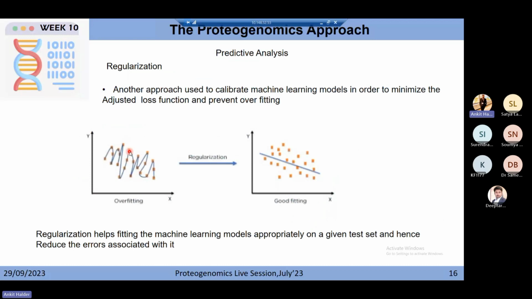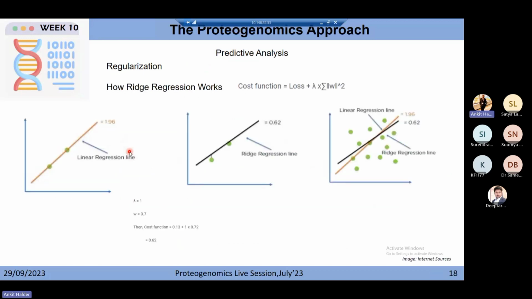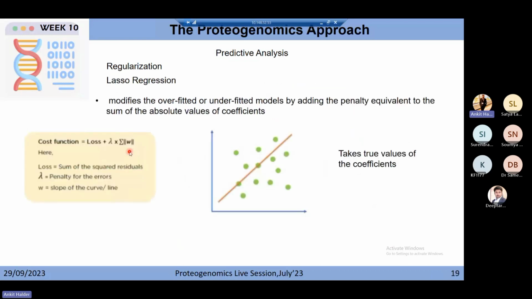So another technique is regularization, which is used for calibrating machine learning models. It adjusts the loss function and prevents overfitting. That can be ridge regularization or lasso regularization. Ridge regularization adds a penalty equivalent to the sum of the squares of the magnitude of coefficients, whereas lasso regularization takes the absolute values of the weights and helps give a better fit of the model. This example has been given taking simple linear regression.